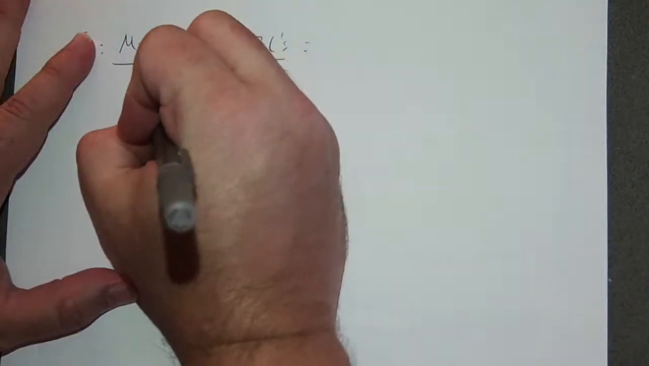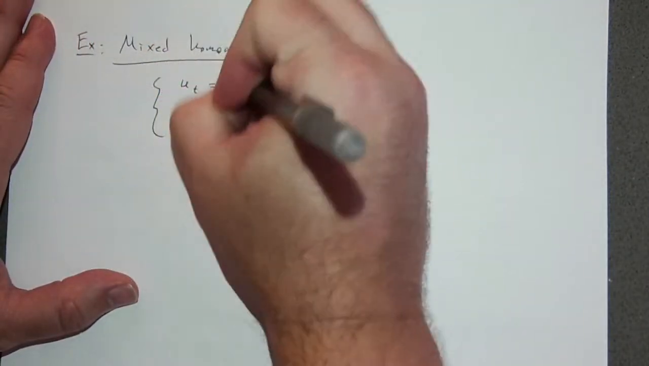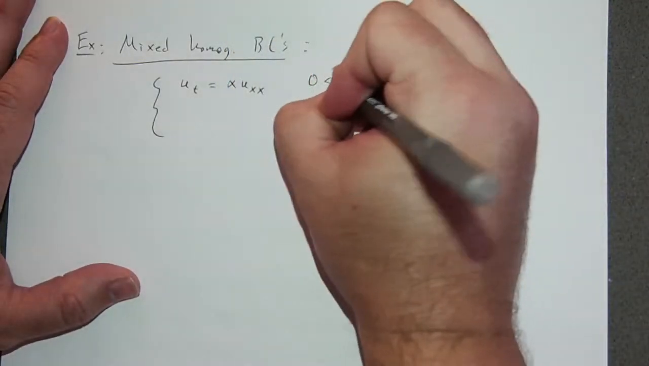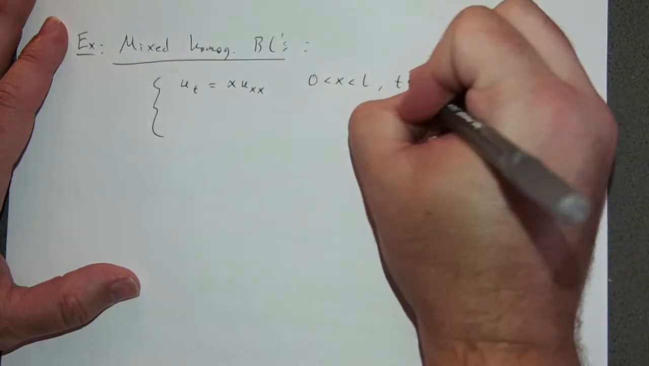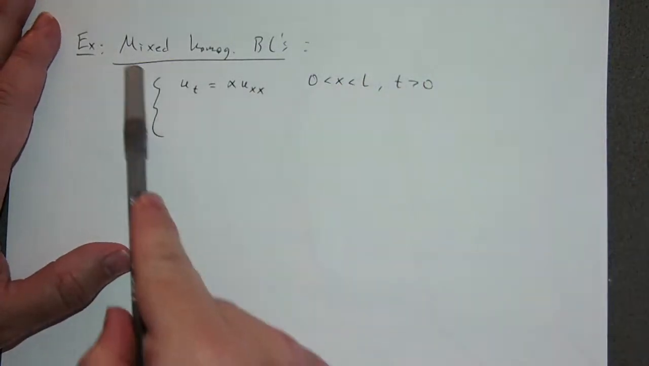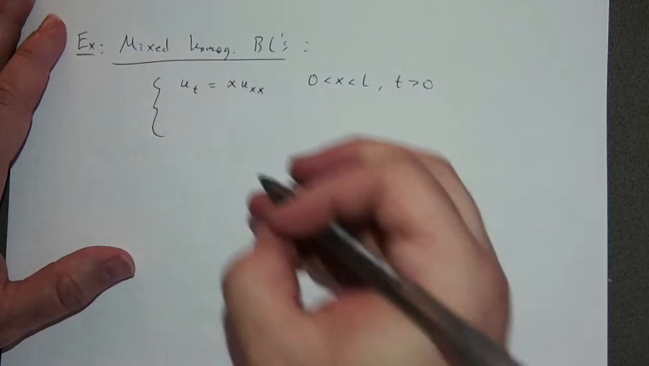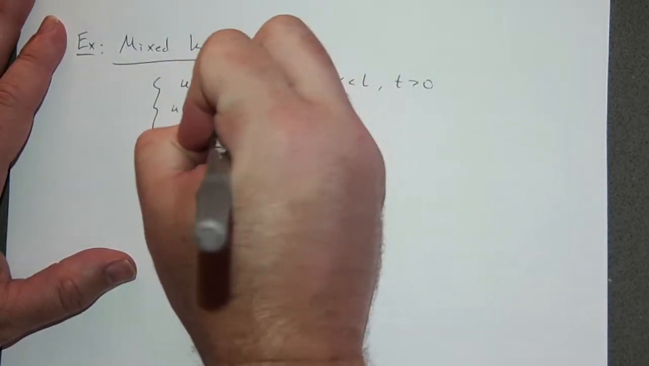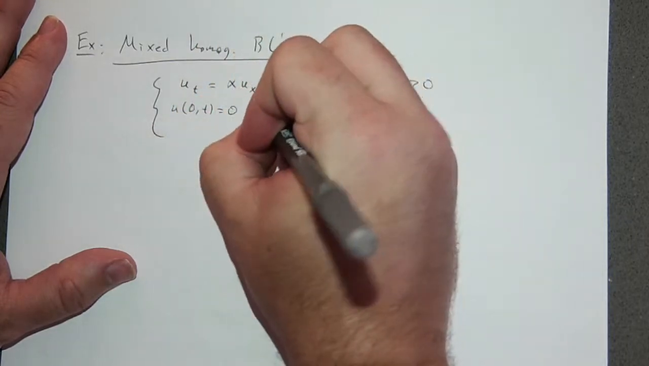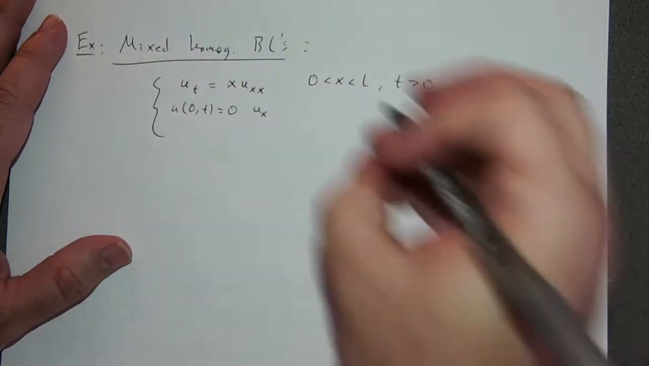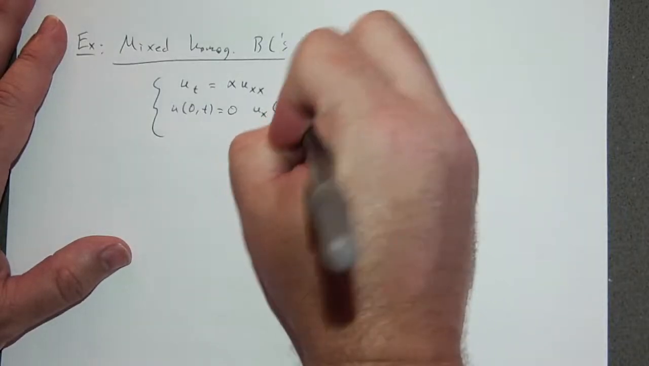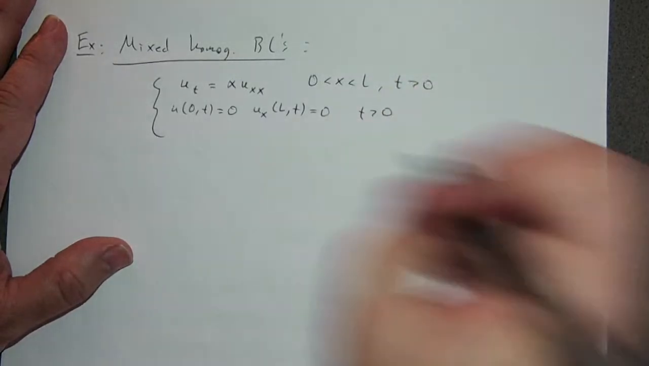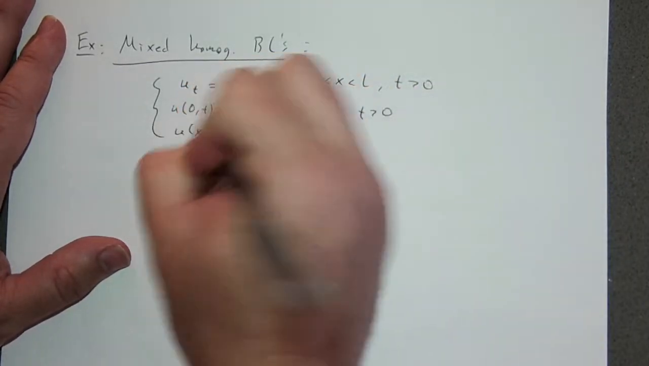So let's consider the problem. It looks like this. u_t is alpha u_xx, where x is between 0 and L, t is positive. And let's say we have mixed but homogeneous boundary conditions. So I have a condition on u at the left end of 0, and I have a condition on the partial derivative of u with respect to x at the right end, and that's also 0. Okay, that's for t positive. And then I have the usual initial condition here.